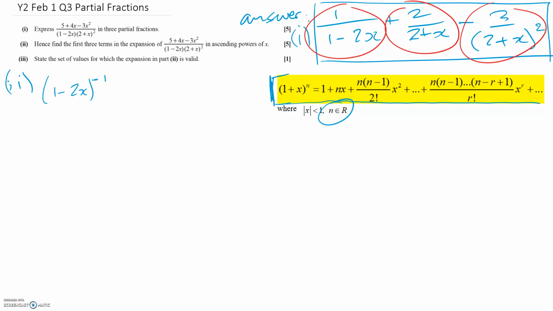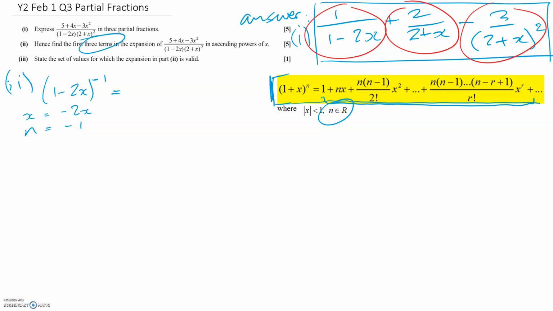We've already got 1 here, so that's good. We don't need to do any rearranging inside the bracket. We could just substitute, instead of x, we can replace it with minus 2x. Instead of n, we can replace it with a minus 1. If we stick those values into this formula over here, we only need the first 3 terms, by the way.